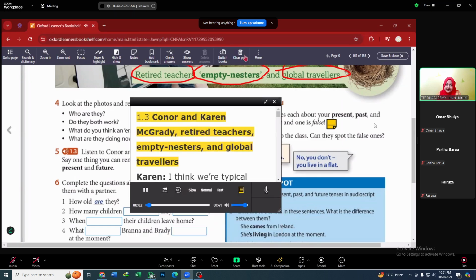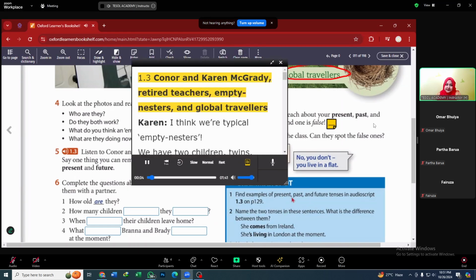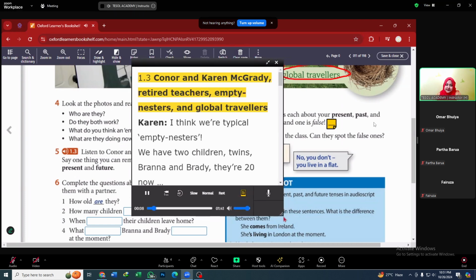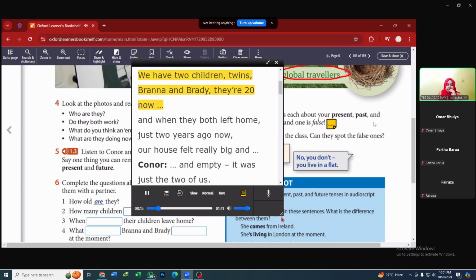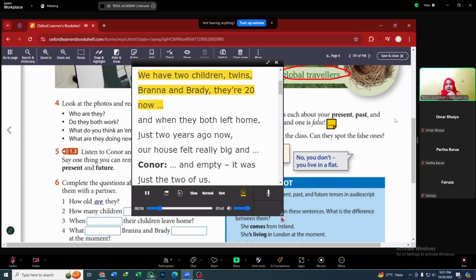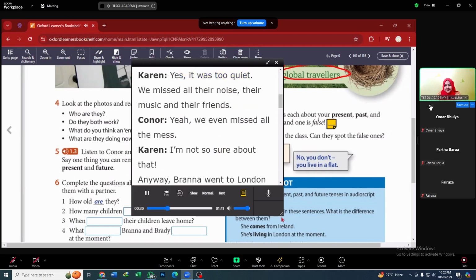1.3 Connor and Karen McGrady, retired teachers, empty nesters, and global travellers. I think we're typical empty nesters. We have 2 children, twins, Branna and Brady. They're 20 now. And when they both left home, just 2 years ago now, our house felt really big and empty. It was just the 2 of us. Yes, it was too quiet. We missed all their noise, their music and their friends. Yeah, we even missed all the mess. I'm not so sure about that.